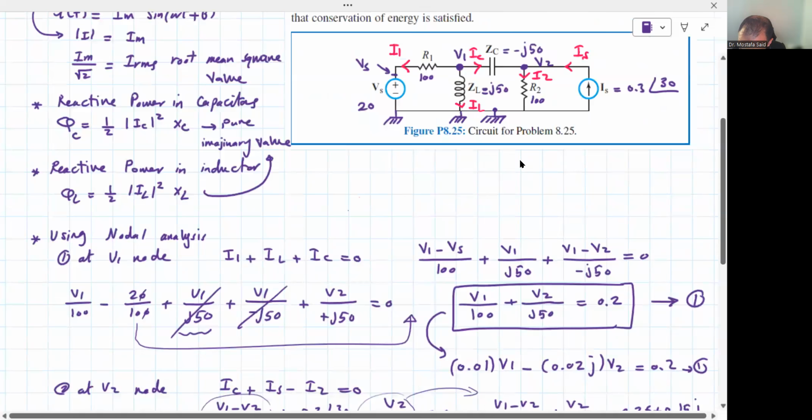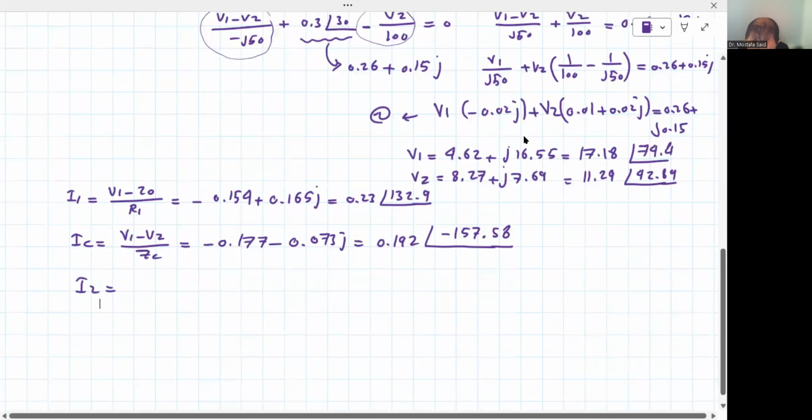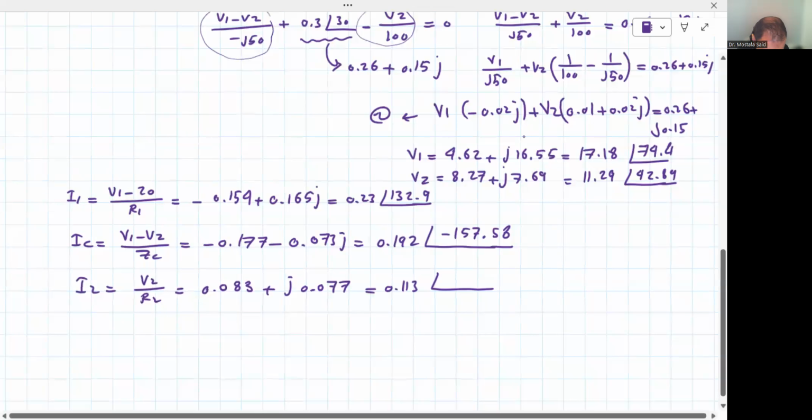Now I2 is simple. I2 is V2 over R2. R2 is 100. V2 is known now after solving the equation. So that will be 0.083 plus j0.077, or 0.113 angle 42.9.